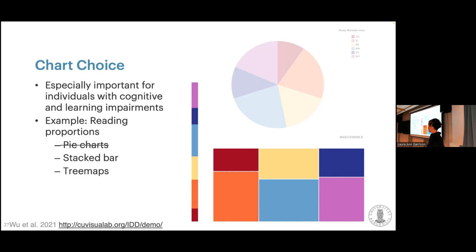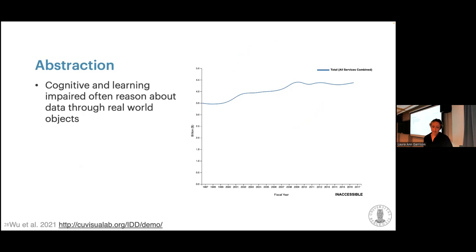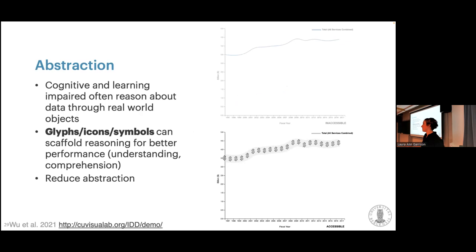And abstraction is another thing to consider with cognitive and learning disabilities. And you can think about playing with abstraction to help transcend differences in education and connect more with people's experiences. So for example, this chart is asking you to determine if spending is overall increasing or decreasing. And with a cognitive disability, this is actually in the study that I'm referencing down here, this was hard for people to actually identify correctly. And what they found is that using glyphs or icons or symbols, so here substituting in dollar signs that are discretely arranged along here, reduces abstraction and helps people better reason about the data that they're trying to show. Read the chart better.